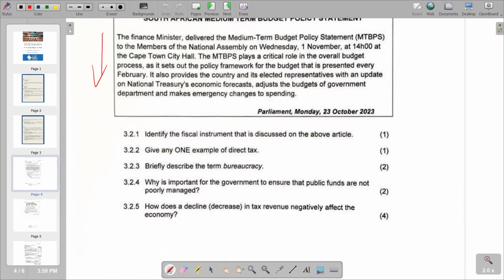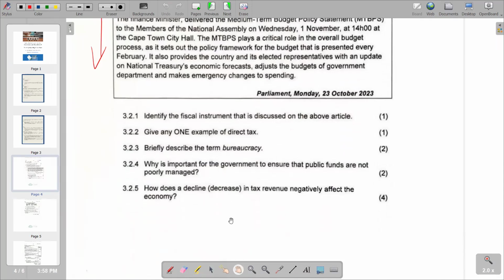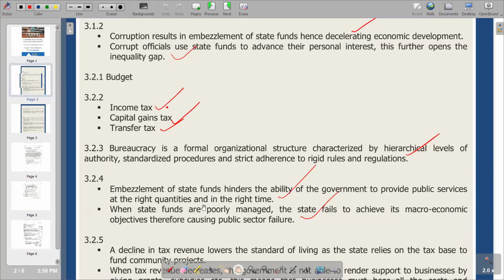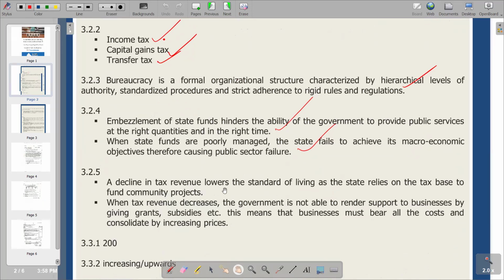So this is very clear. It's going to reduce the economic activities. Economic activities are going to be reduced. A decline in tax revenue lowers the standard of living as the state relies on the tax base to fund the community projects. So that's one of them.